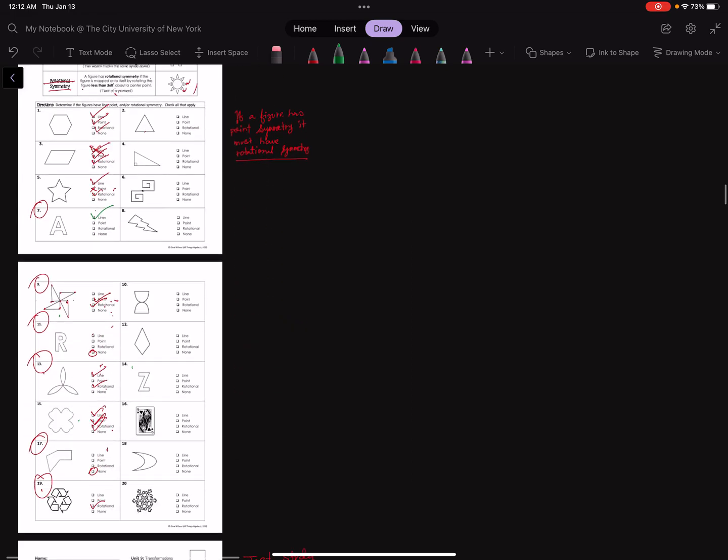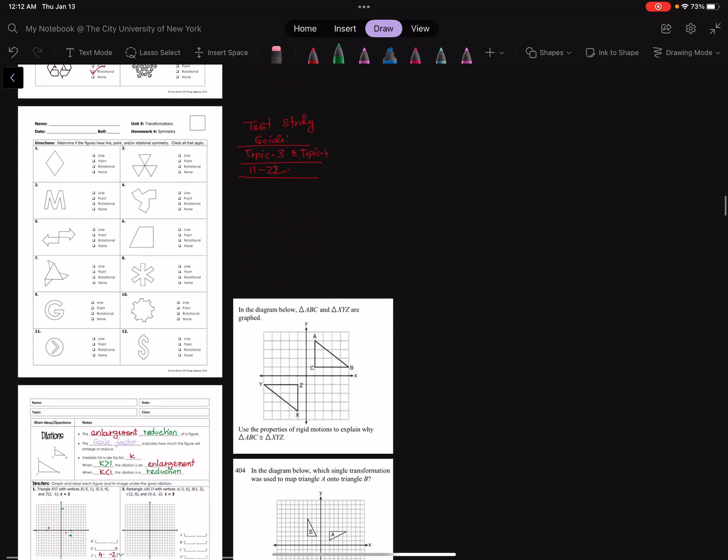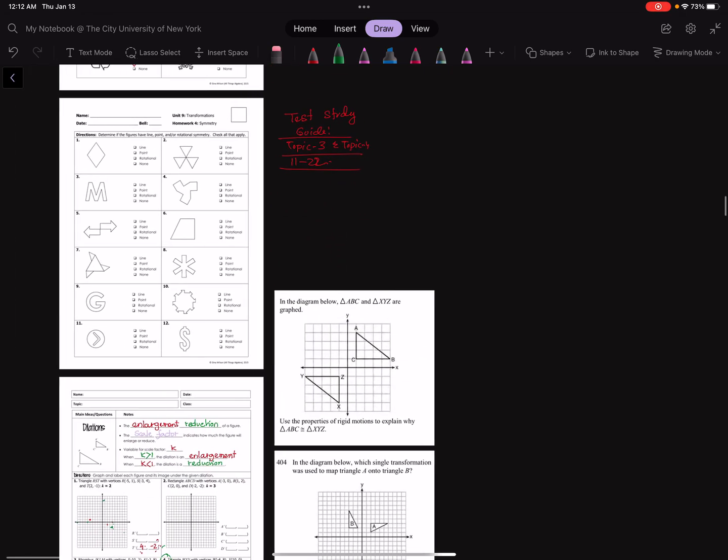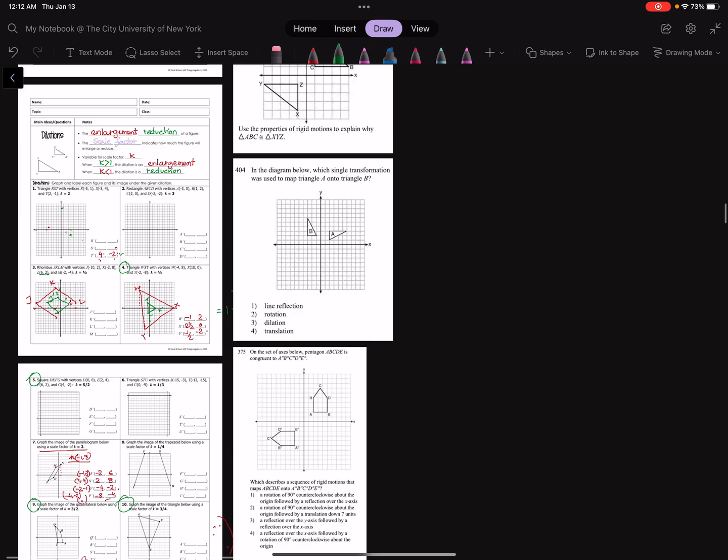Okay, symmetry, just have a look at the symmetry. I don't want to discuss much because there will be nothing that difficult from symmetry. Dilation.